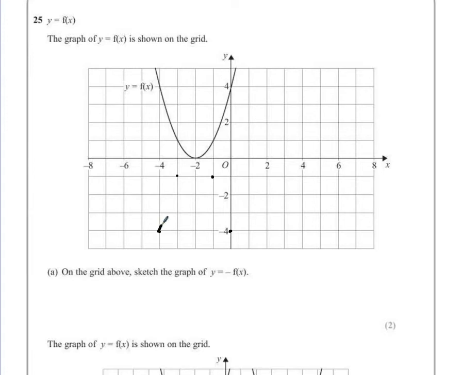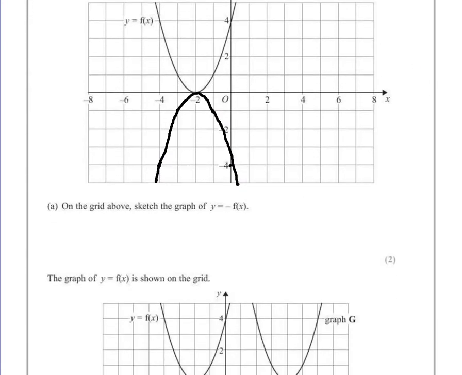All of our values are flipped upside down, and therefore our graph will just be an upside down version of itself. Because it's a sketch, it doesn't have to be entirely accurate, but it is showing what's happening to the graph. As long as it looks like you've attempted to turn it upside down, that'll give you your mark.